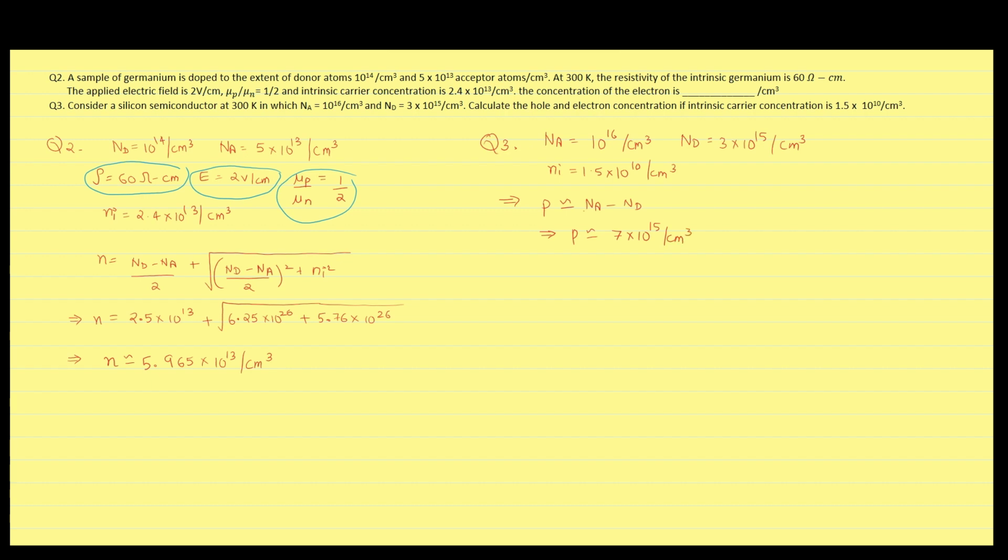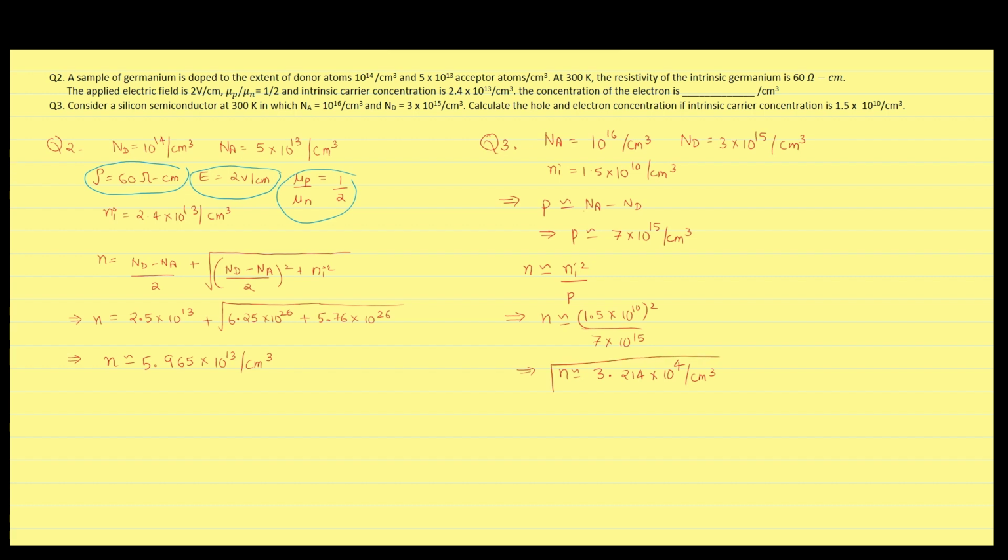Now, by mass action law, we can find the approximate value of free electron concentration, which will be equal to square of intrinsic carrier concentration divided by hole concentration. And after calculation, you will find the value of free electron concentration to be approximately equal to 3.214 into 10 raised to the power 4 per centimeter cube.